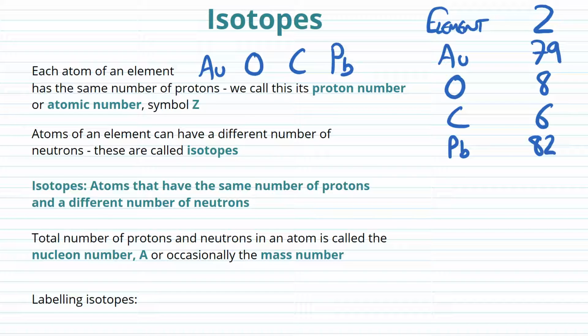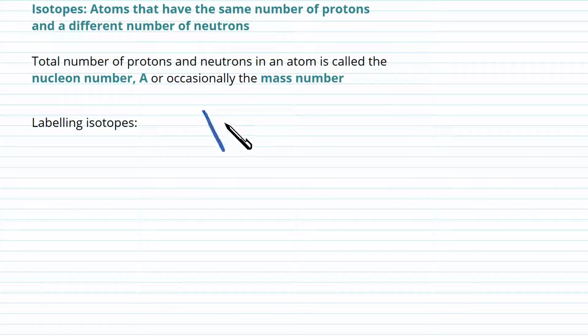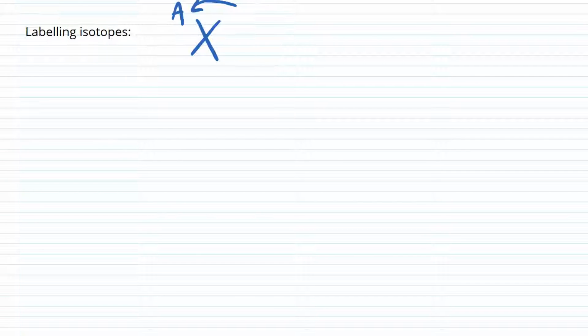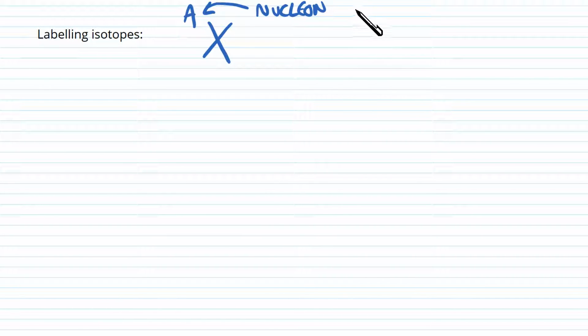Let's talk about how we actually label these isotopes. Let's say we have a random chemical element X. Now X could be anything. It could be oxygen O, it could be carbon C, it could be lead, it could be iron, it could be anything. We'll just go with X. Up here in the top left we write A, and this is, as we discussed above, the nucleon number, not the atomic number. And then here at the bottom left we write Z, which is the atomic number.